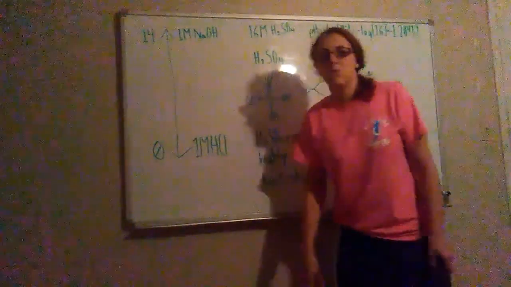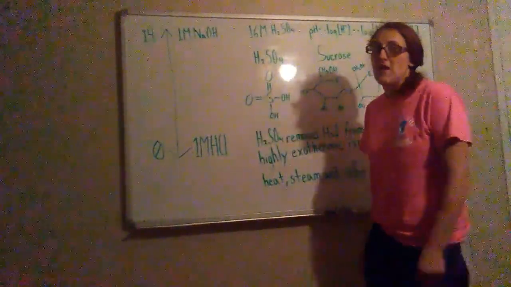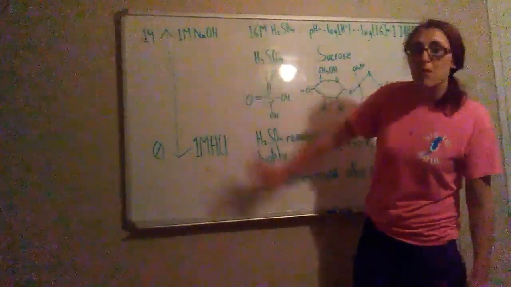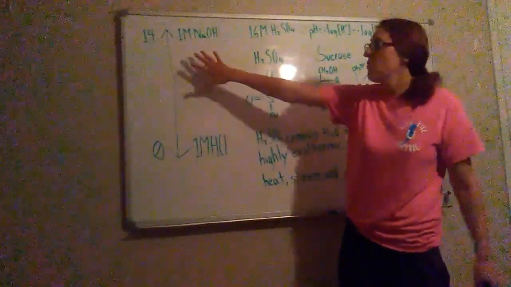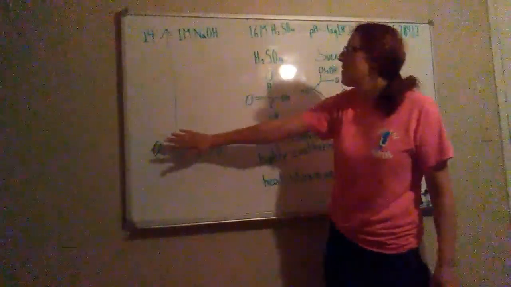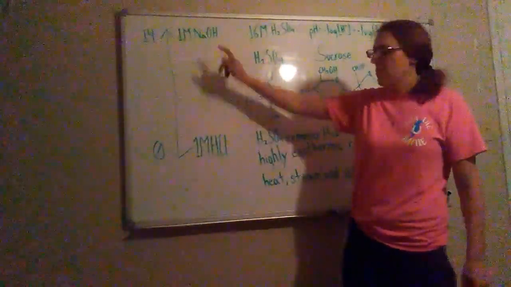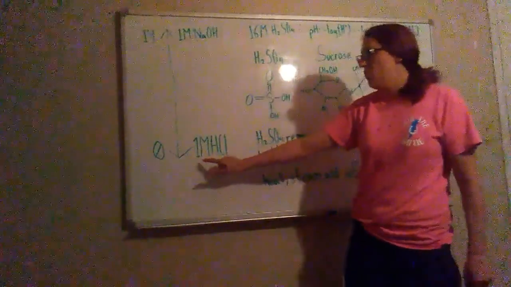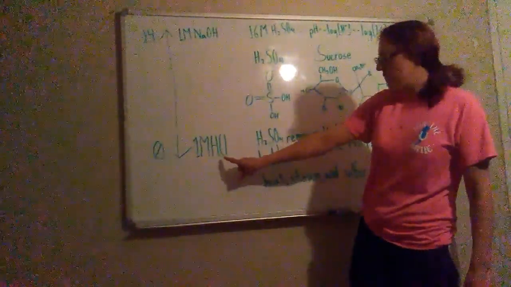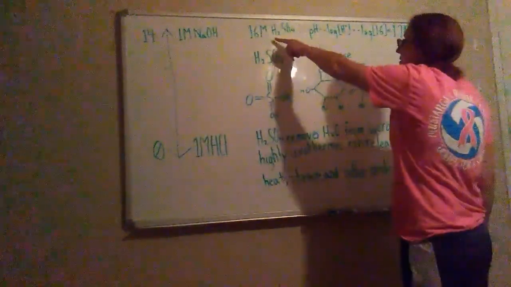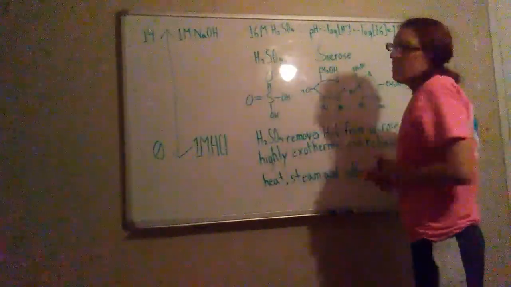Okay, so we're going to be doing the sugar and sulfuric acid experiment, but beforehand I'm going to go over a couple things. As we know, the pH scale goes from 14 to 0, 14 being equivalent to 1 molar sodium hydroxide and 0 equaling 1 molar hydrochloric acid. So we're going to use 16 molar sulfuric acid. So it's a strong acid.